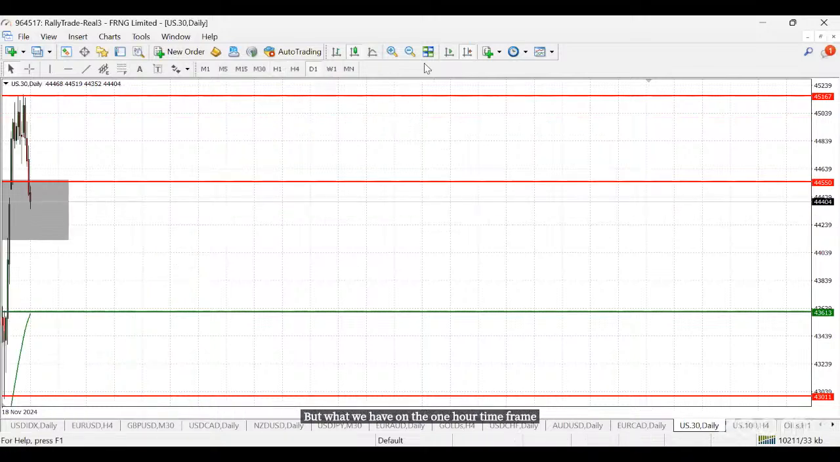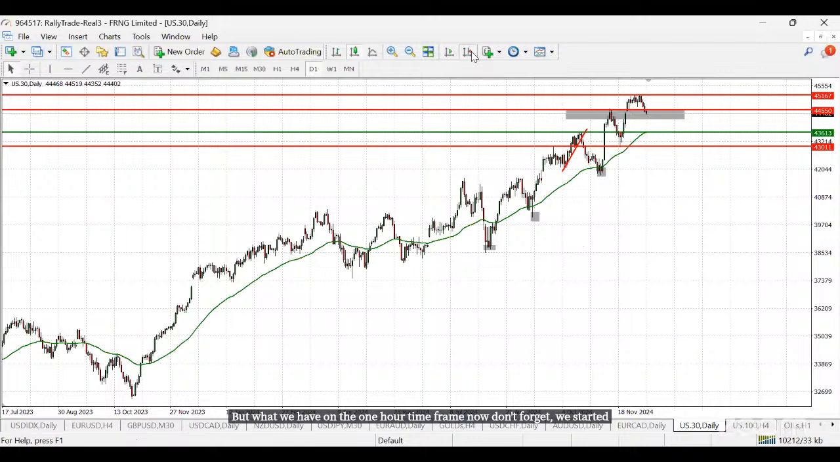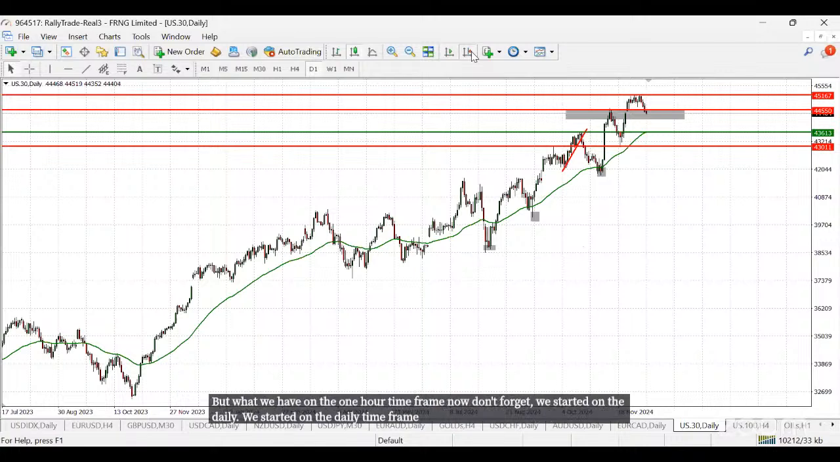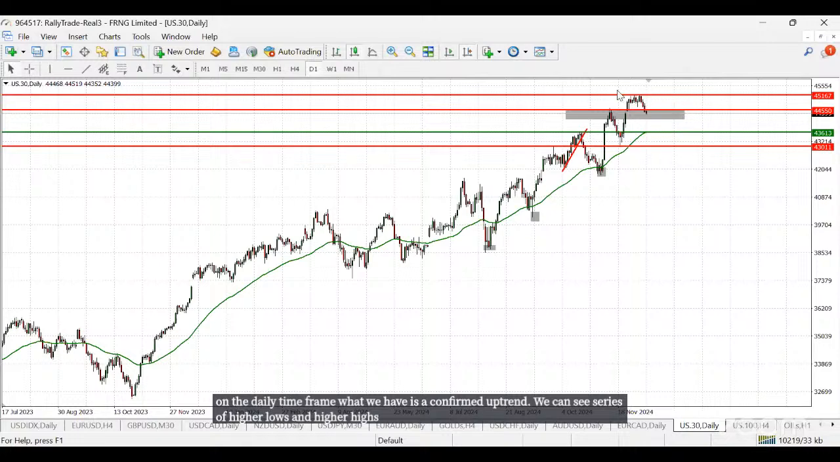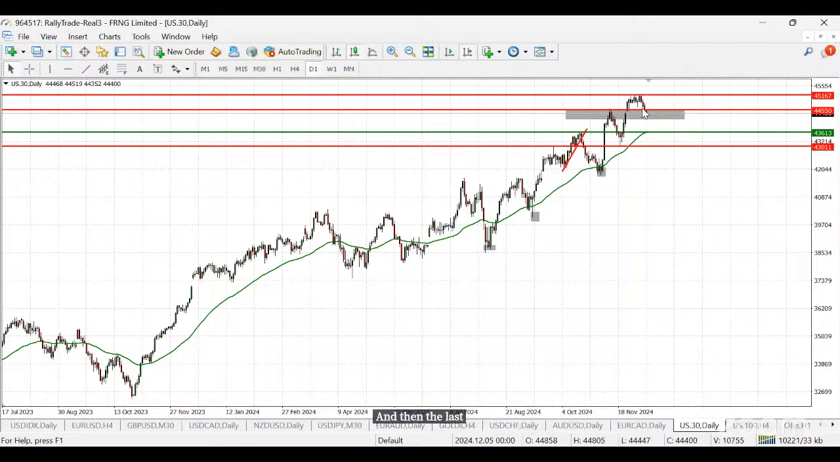Now, don't forget, we started on the daily time frame. On the daily time frame, what we have is a confirmed uptrend. We can see a series of higher lows and higher highs. And then the last high got to around 45167. And then from that high, we're now getting a retracement.